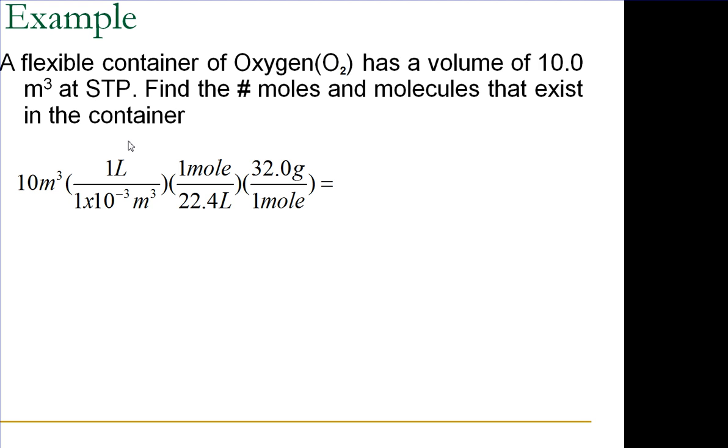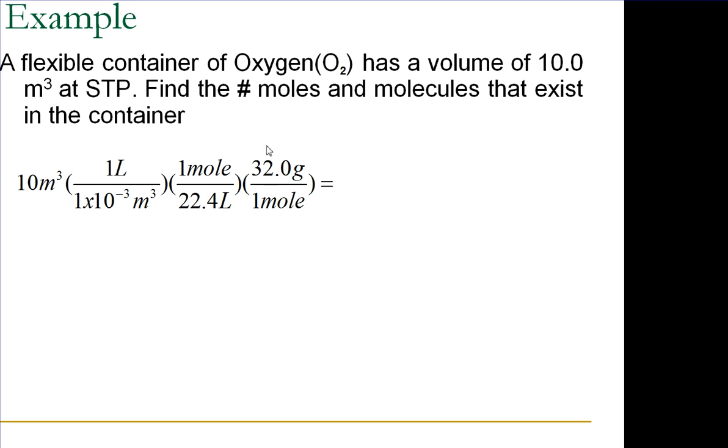Let's look at a problem. I have a flexible container of oxygen that has a volume of 10 meters cubed. Find the number of moles and the molecules that exist in that container. This is my volume, so I'm going to convert this. I know that 10 to the negative 3 meters cubed is a liter, and 1 liter is 1 mole. And I know 1 mole of oxygen is 32 grams.